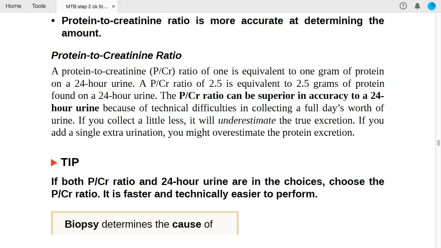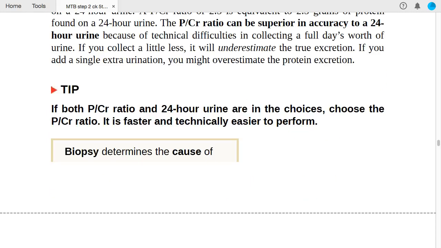Now, a tip for us if both protein to creatinine ratio and 24-hour urine are in the choices. If you have a question asking what is the best way or the best method, either you go for the 24-hour urine protein testing or you go for the protein to creatinine ratio. Which one is more accurate? The more accurate is protein to creatinine ratio, and it is faster and technically easier to perform. So from our exam point of view, we will choose the protein to creatinine ratio.